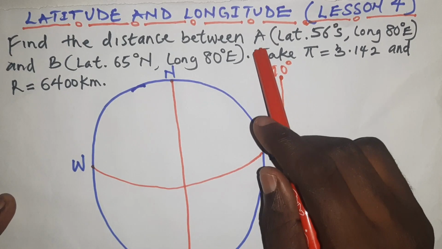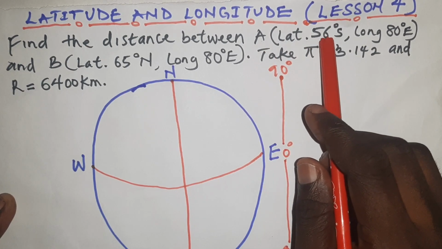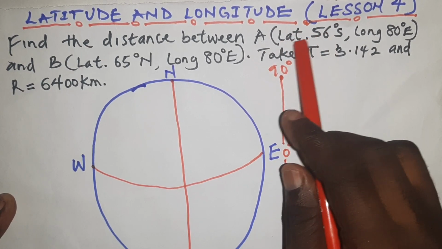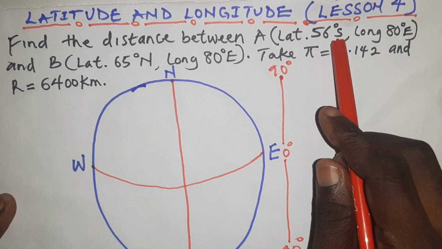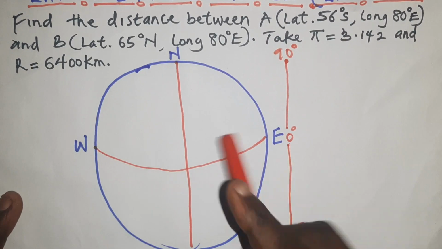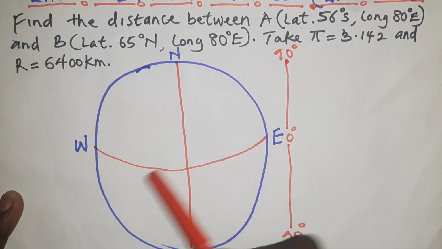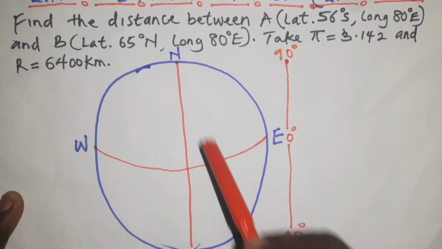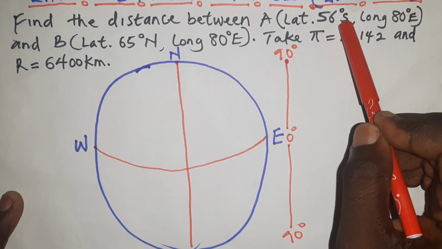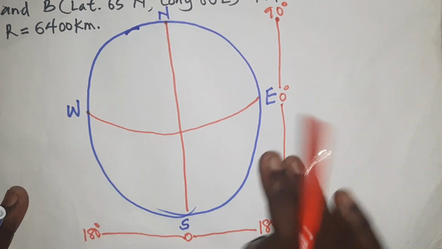So now the first point is point A, and the first part of this coordinate is latitude 56 degrees south. Latitude means the line is going to go this way. Latitudes are always running from west to east this way, while longitudes are running from north to south. So 56 degrees south means we are using this part.